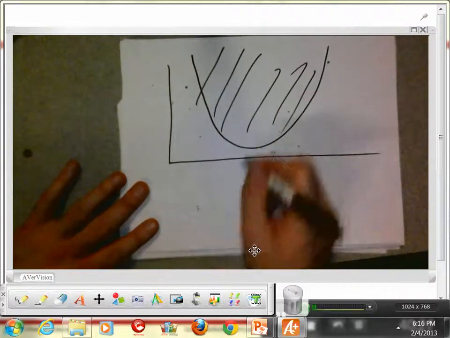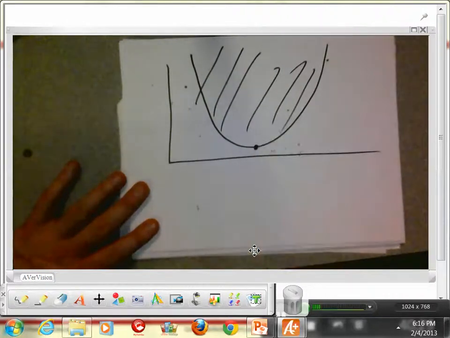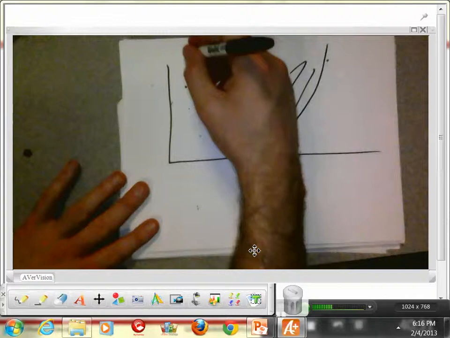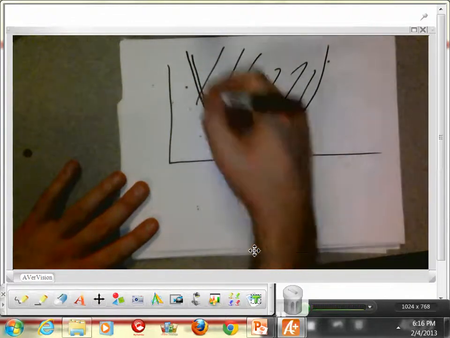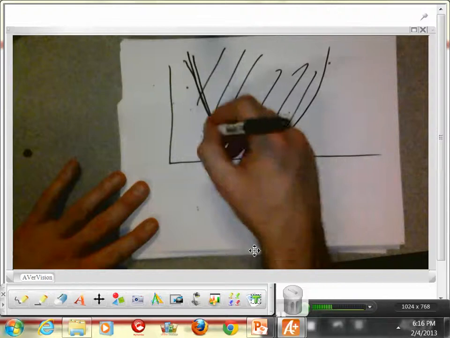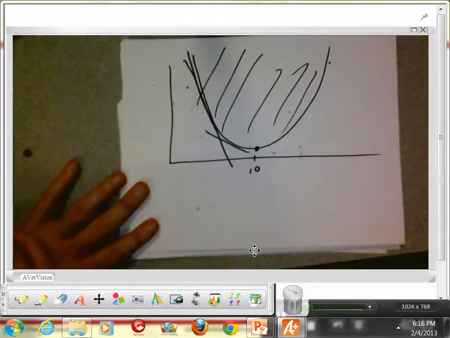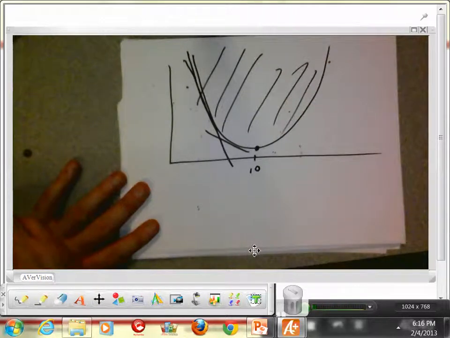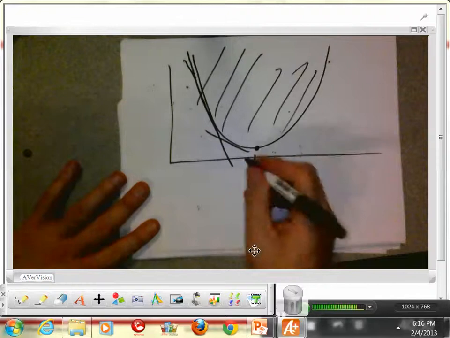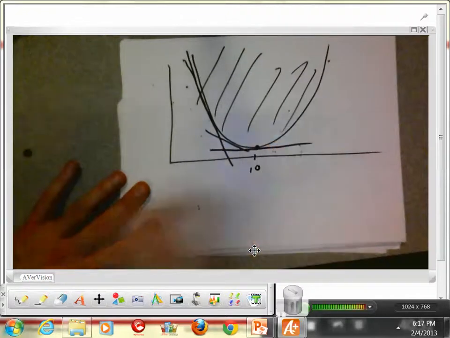Now notice that where the first derivative is 0, if we're to the left of this point over here, let's say this is 10, is the derivative negative or positive? Negative, the function is decreasing. If we're to the right of 10, is the derivative negative or positive? Positive. What is the value of the derivative at 10? 0. So look at it. When it's 0, we have a flat line.